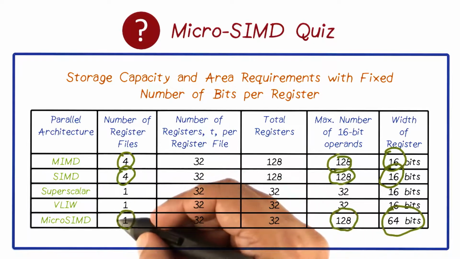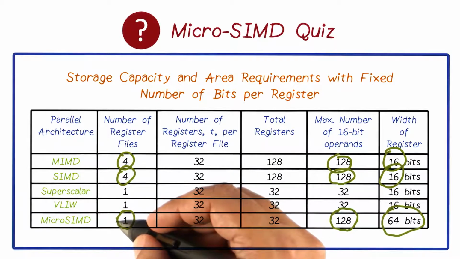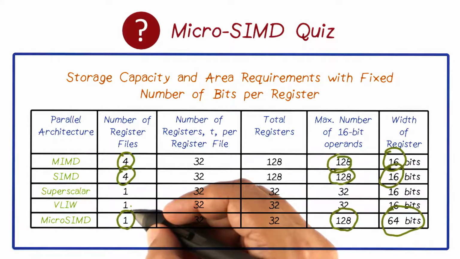Now, the comparison with respect to VLIW should be weighed not only in terms of the registers, but what kind of operations we can do. Remember that micro-SIMD can do only specific operations, whereas VLIW is geared for much more general purpose parallelism.